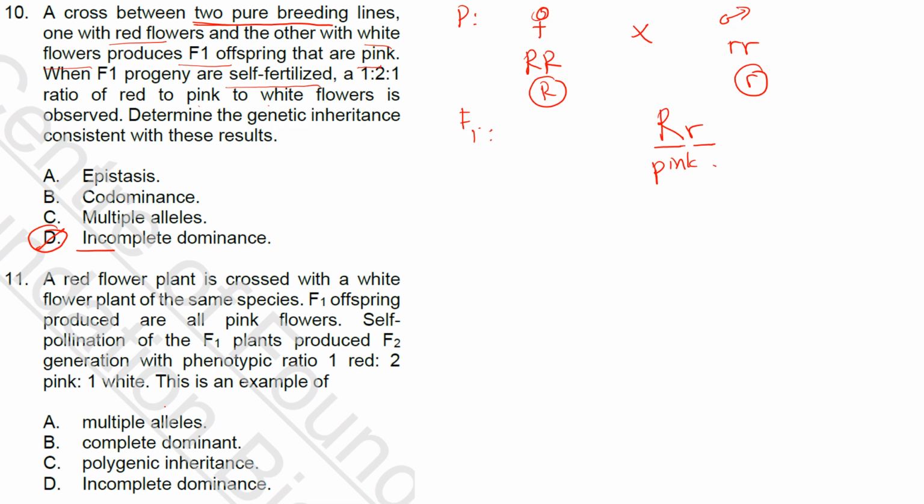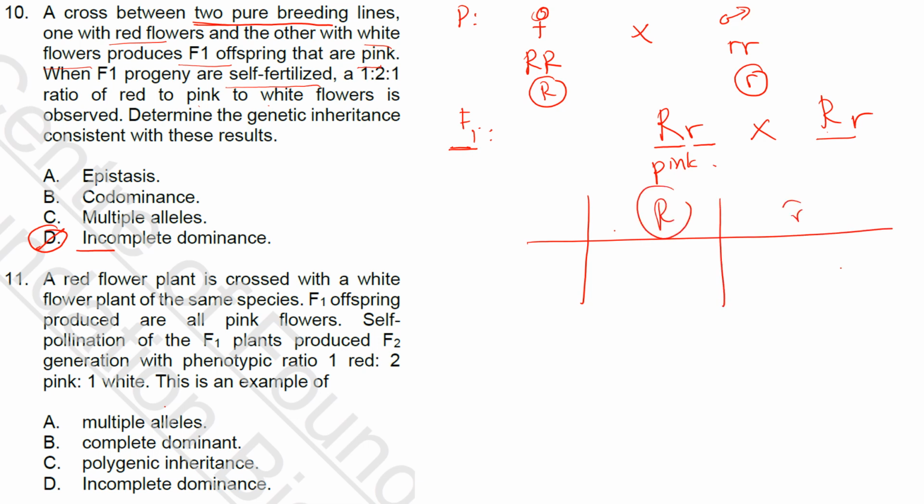So the ratio, okay, when you allow the F1 generation to self-fertilize, you cross another heterozygous individual that is pink, and then the outcome will be, okay, capital R, small r.